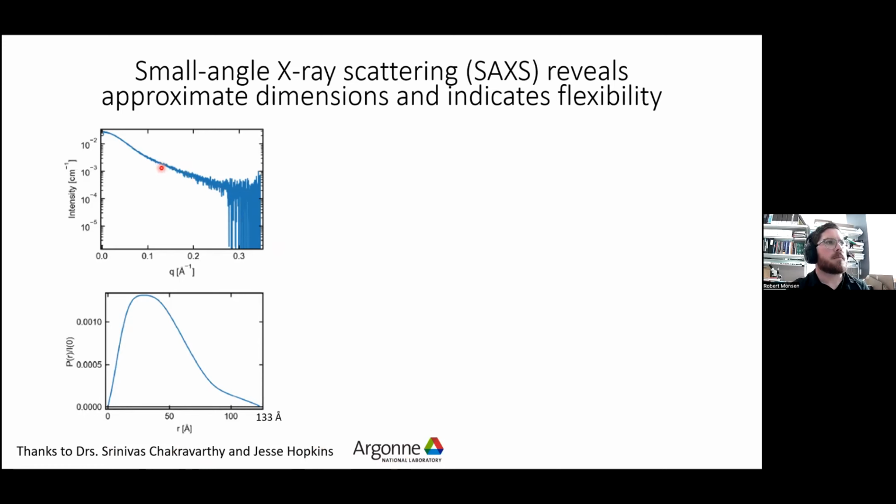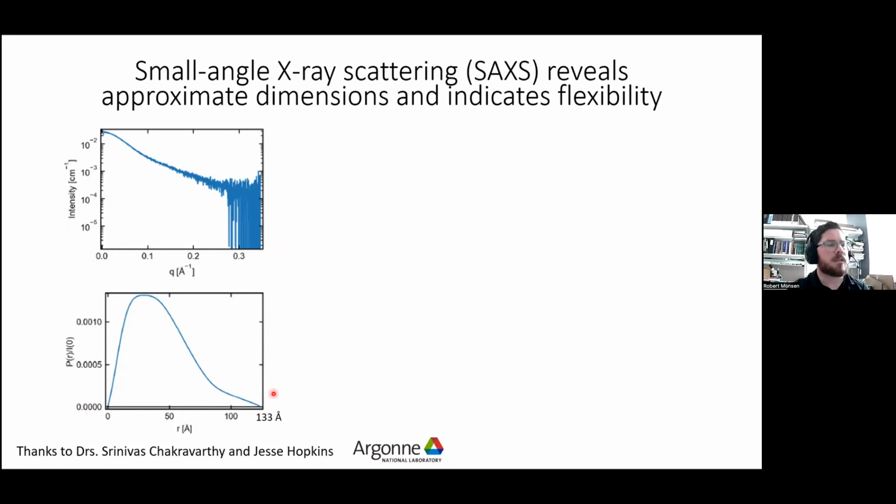So in the top left here is the buffer subtracted scattering for the DGD system. And you can see it's plotted as intensity versus momentum transfer, or Q. This can be thought about as the scattering angle. And what we can do with this data is turn it into a real space histogram, or weighted histogram, of the interatomic distances of our particle. This is called a P of R distribution, using an indirect Fourier transform.